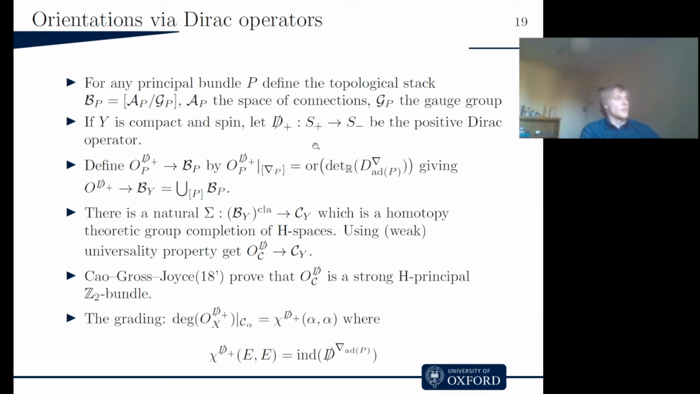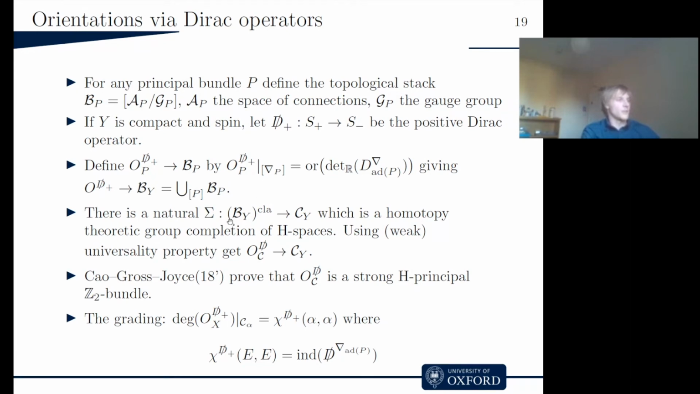If Y is compact and spin, then one has this positive Dirac operator, and using this one defines this orientation Z2 bundle on BP, which at each connection, or at each point in the space, is given by the orientation of the real determinant line of this real differential operator. This should be not D, but rather a Dirac operator here. And taking unions, we get an orientation on the entire moduli stack, the union of all isomorphism classes of B.